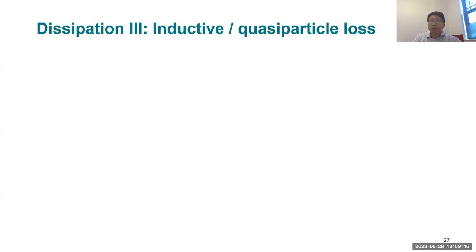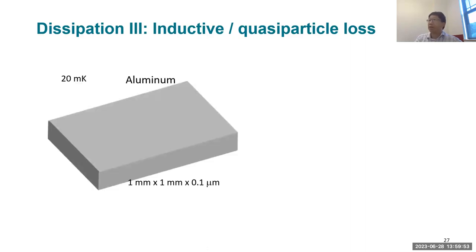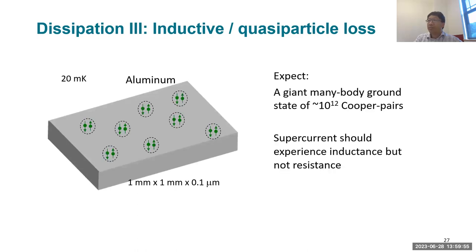Okay, so we talked a lot about surface loss. Now, this is another important aspect, which is inductive loss or quasi-particle loss. If you have a piece of aluminum sitting at 20 millikelvin, it really should just be a giant many-body ground state of many, many Cooper pairs. And this is the whole magic of the field: the supercurrent should experience inductance but not resistance.